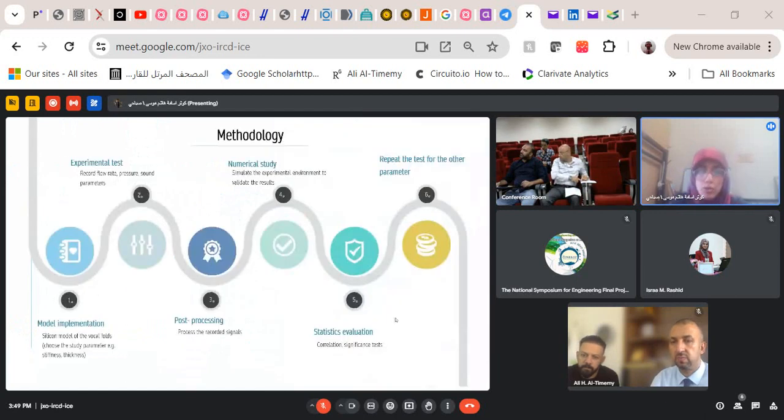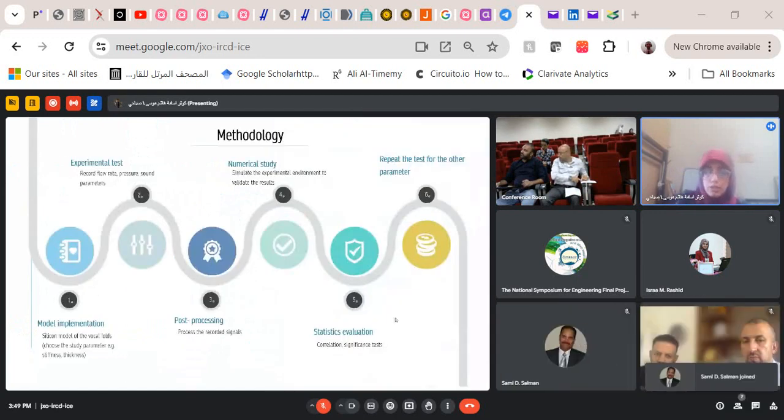First, we implement the model of the vocal fold. It is made out of silicon. We choose the study parameters like stiffness and thickness, and we change them across multiple models. And this model of the vocal fold is then tested under an experimental setup to record the flow rate, the pressure, and the sound parameters like frequency and amplitude. And those recorded values are then post-processed.